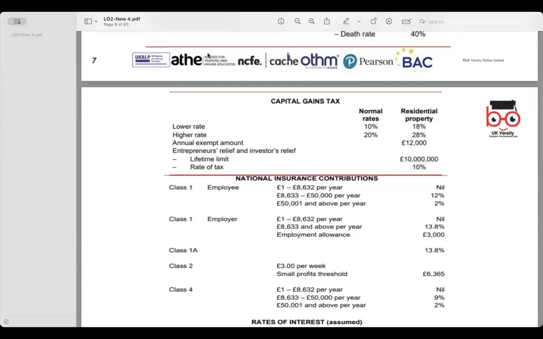Capital gains tax is tax on the profit made from selling certain assets. The normal rates of capital gains tax are 10% for basic rate taxpayers and 20% for higher rate taxpayers. For residential property, the rates are 18% and 28% respectively.